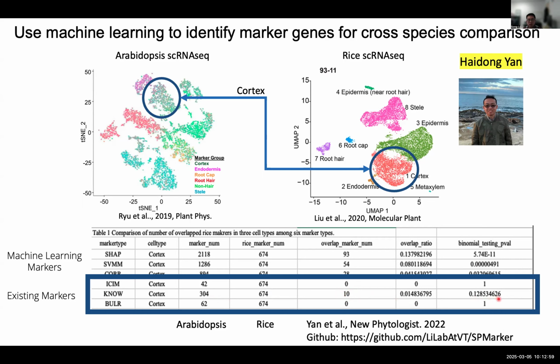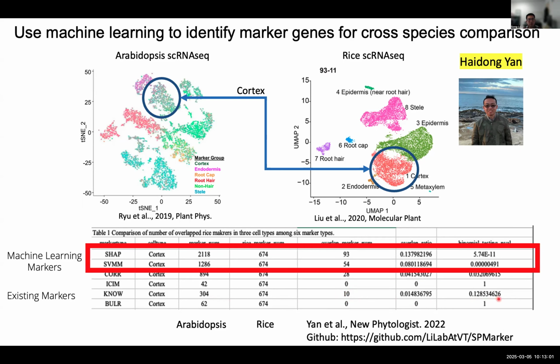That is when Haidong had this idea of using machine learning to increase the number of markers that can be identified in Arabidopsis and in other species, and he basically increased the markers to about 2,000 of them. We end up with 93 overlapping, and the p-value becomes significant, significantly enriched. So the good news is that it's significant, but the downside of this is that it's 90 plus genes out of over 2,000 markers.